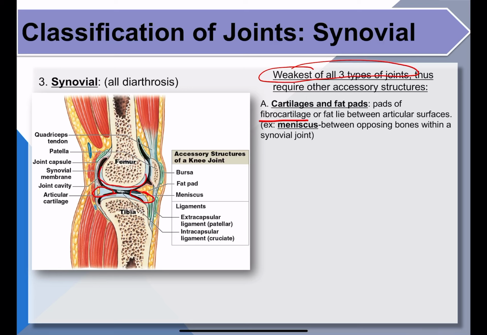This was that articulating cartilage on both sides. One is on the femur. This is an example of the knee. And that's the femur, this is the tibia, and other than having these articulating cartilage, there's also extra pads of fibrocartilage, kind of like putting extra pillows there to cushion the joint.